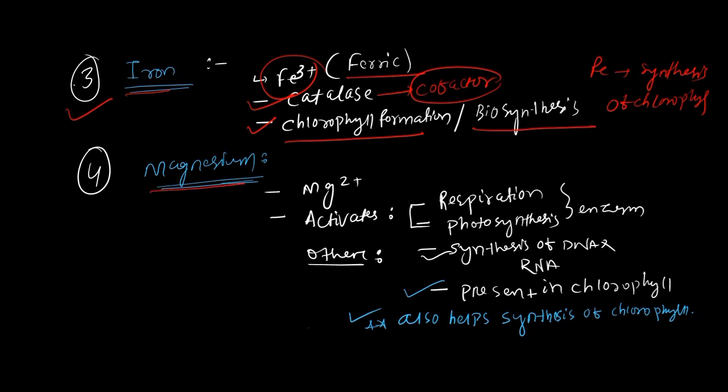Next, magnesium. What is the function of magnesium? Magnesium is absorbed as Mg2+, and it activates different types of respiration and photosynthesis enzymes, and helps in synthesis of RNA and DNA. Most important, it also helps in synthesis of chlorophyll. Like iron, it helps in synthesis of chlorophyll, and is also present in chlorophyll.